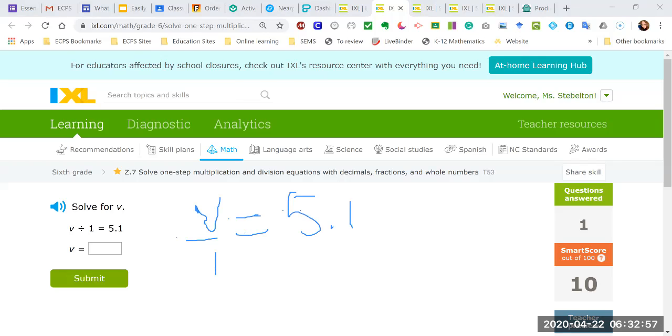All right, now to solve a division problem, we're going to use opposite operations like anything else. So that means we're going to multiply both sides by 1. Now that cancels out the 1s on this side. That leaves V by itself. And then anything times 1 is going to be whatever that number is. So 5.1 times 1 is going to be 5.1. So our answer for this one is 5.1.